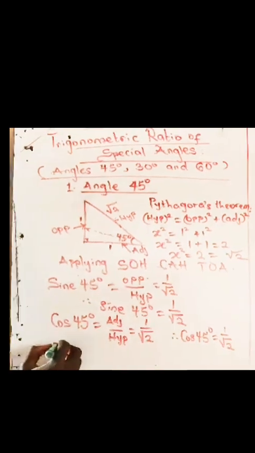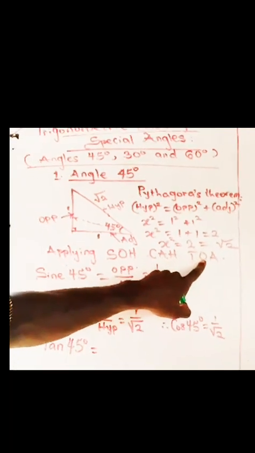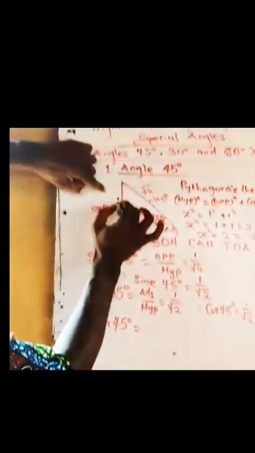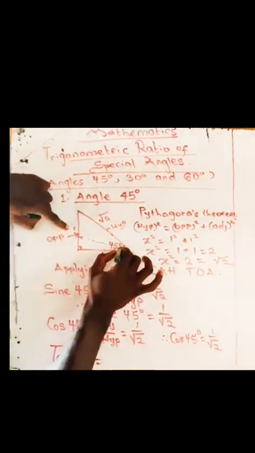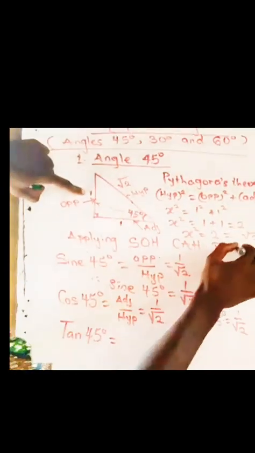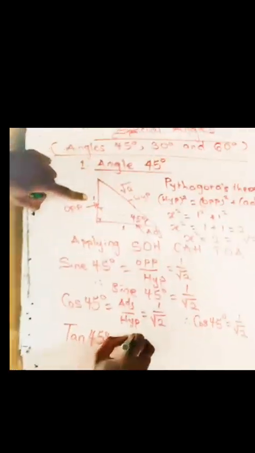Now, to get our tan 45 degree, remember, using SOHCAHTOA, the tan of an angle is opposite over adjacent. Where is our opposite? This is the opposite. This is the side that is facing angle 45 degree. The angle under consideration is 45 degree. So the side that is facing it is the opposite.